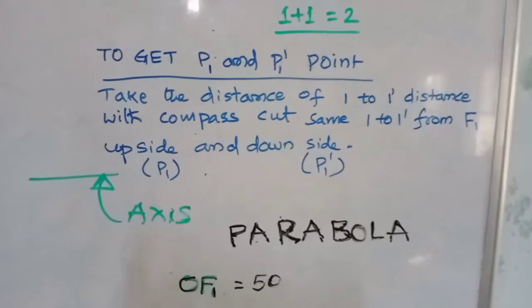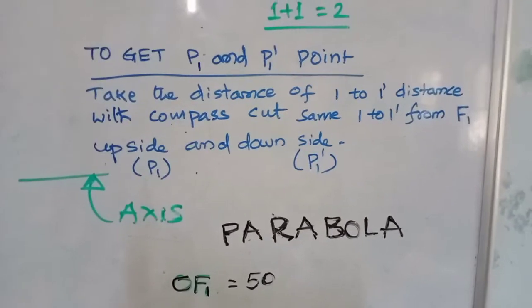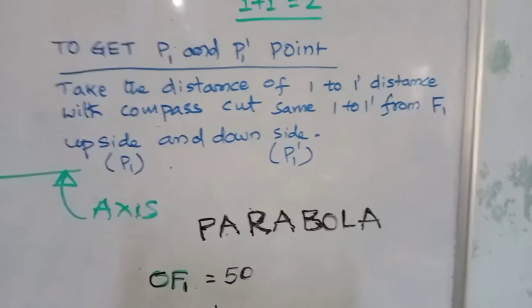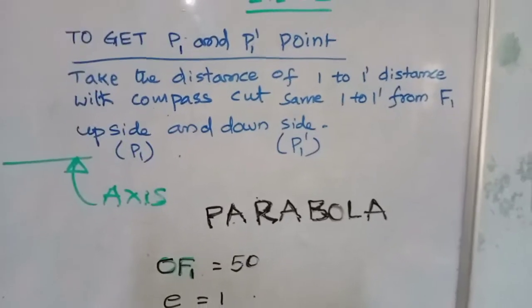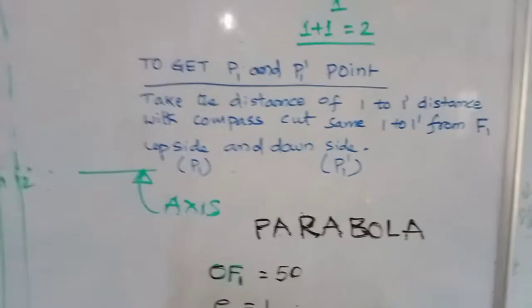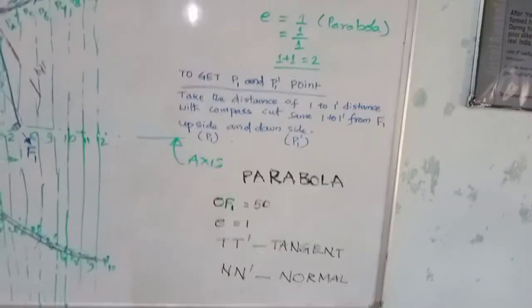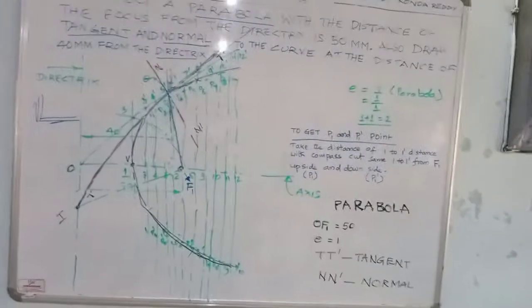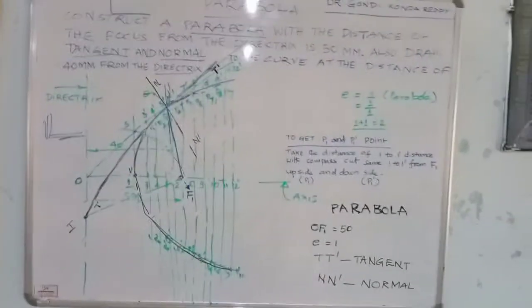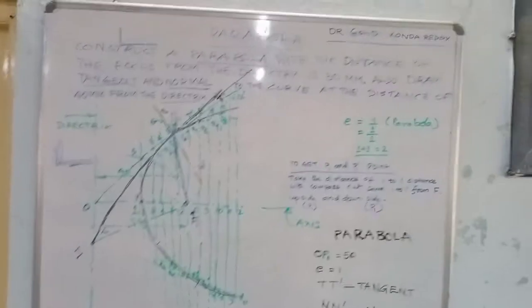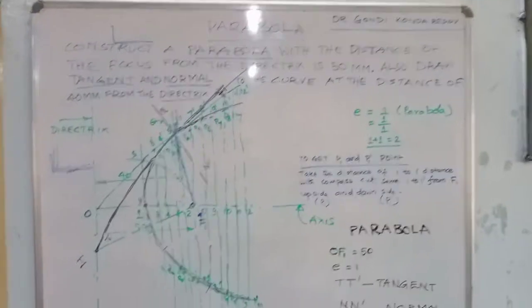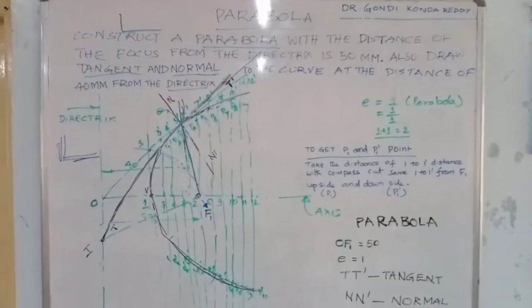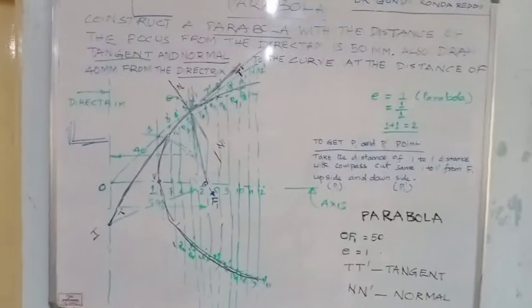Likewise, we have to mark P2, P2 dash, P3 dash, P4, P5 dash, and so on, up to P12 dash. You take some 10 points, you can take even 12 points, but not more than 15 points, because we have to accommodate them in the given drawing sheet. Otherwise, it looks very big and we are unable to accommodate all the 3 drawings. So, this is how we have to do it. Try to complete this drawing and submit it in time.